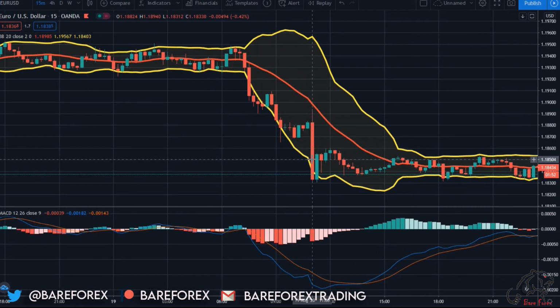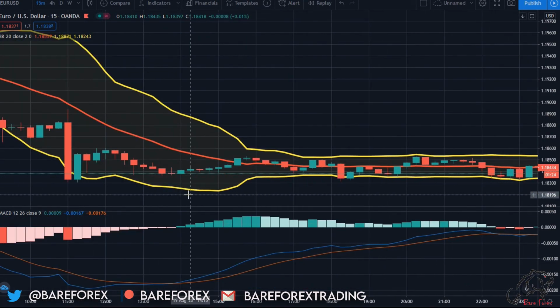Now, I was never a big fan of this indicator. I know a lot of people swear by it. I personally don't really care for it too much, only because I think it takes way too long to develop. But it is a good way to get your confirmation that the market is moving in the direction that you think it's moving, right?